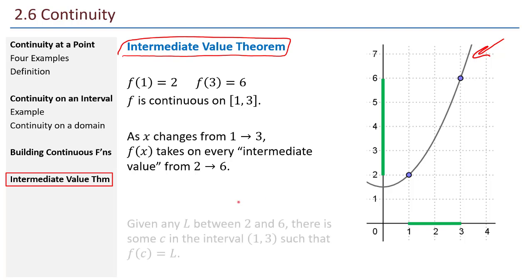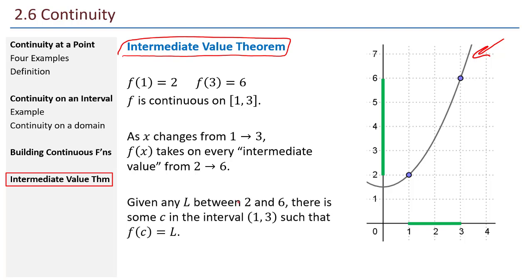Now, how we say that a little more theoretically is, given any capital L between 2 and 6, how do I know there's not a hole at L? Because I can sort of trace the function backwards, and I can find some x value, c, so that f of c is L. That's just the fancy mathematical way of saying that there are no holes in this set from 2 to 6.